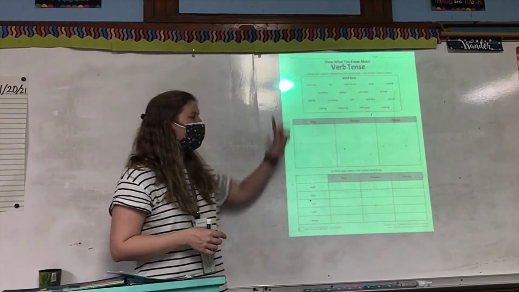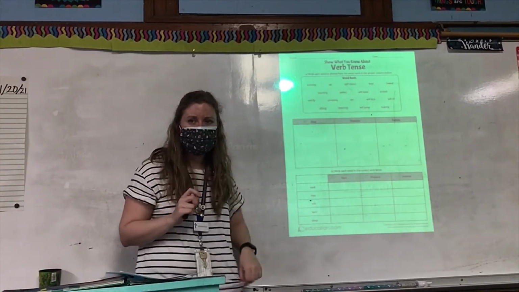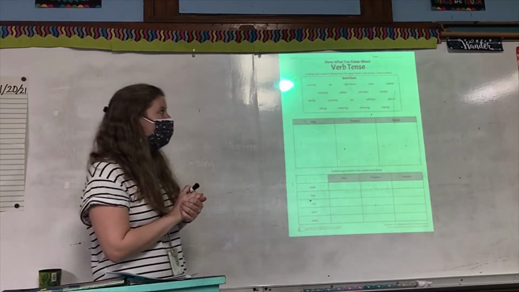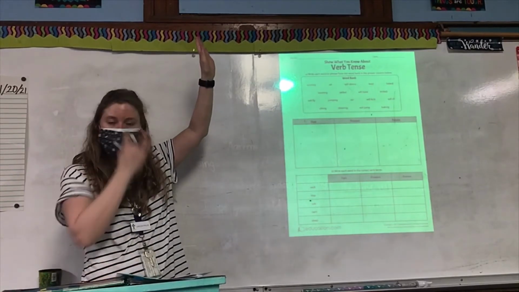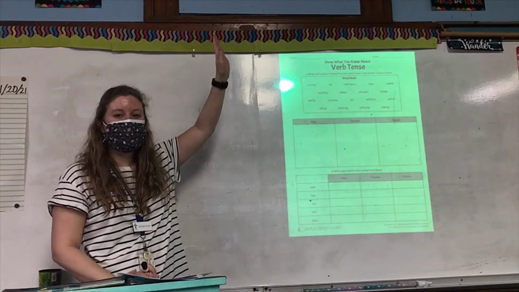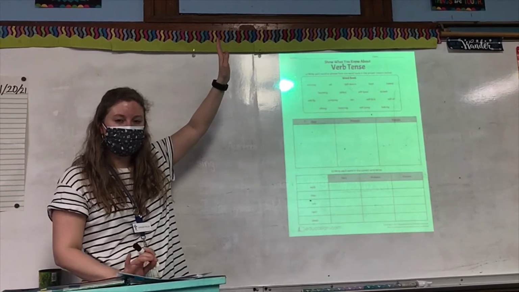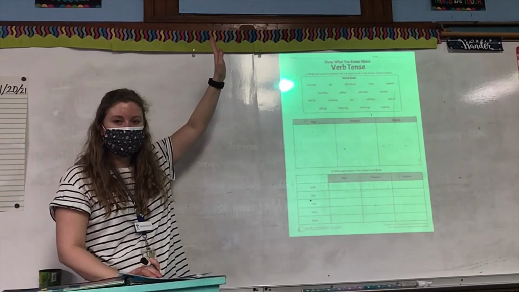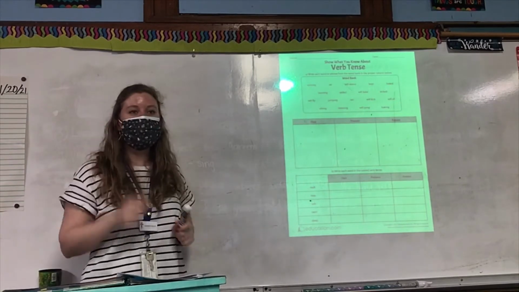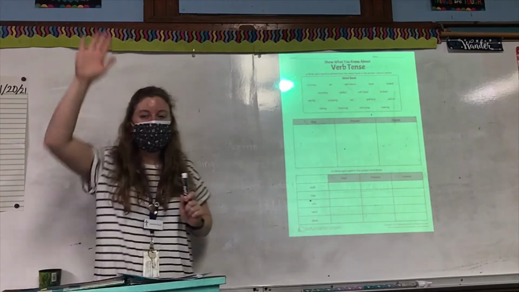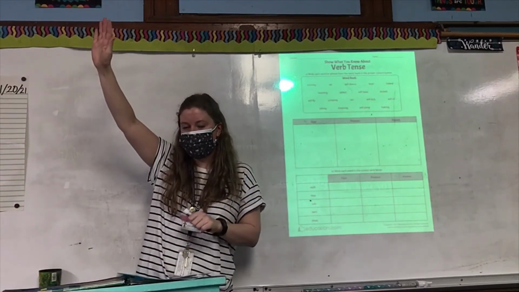So now, we're going to have to look at the end of each verb. If the verb ends in ing, what tense is that verb? Smith: present. If the verb ends in s, what tense is that verb? Kingston.